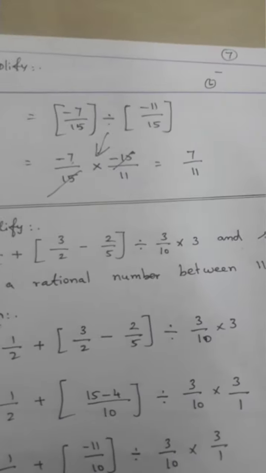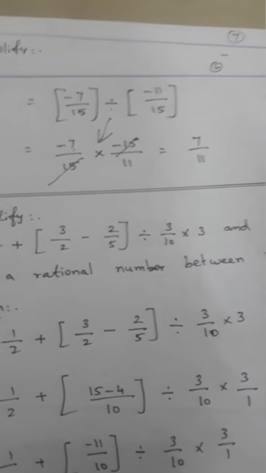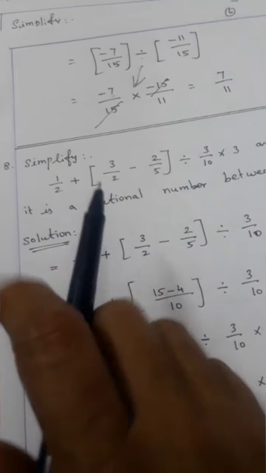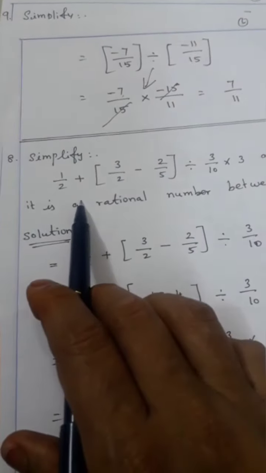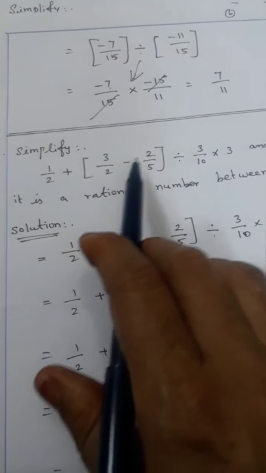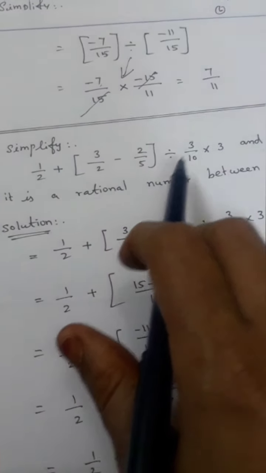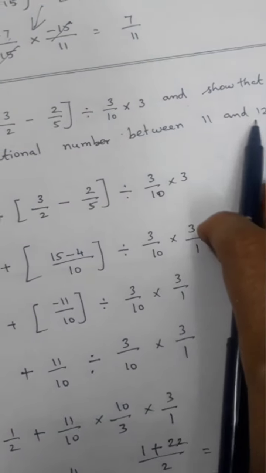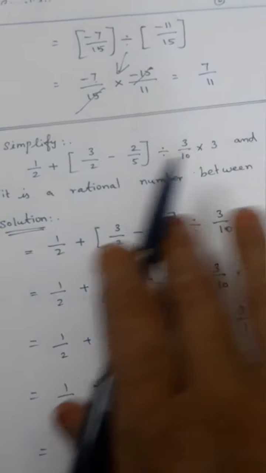These sums are very important; you must do them. Which sums? The 7th, Roman letter 2 sum also. Now the 8th sum: simplify the numbers 1 by 2 plus 3 by 2 minus 2 by 5 divided by 3 by 10 into 3, and show it is a rational number between 11 and 12. First do this work, then check that the number lies between 11 and 12.